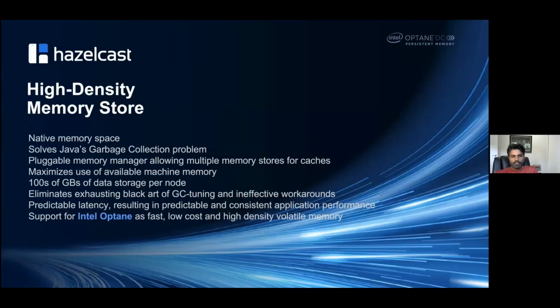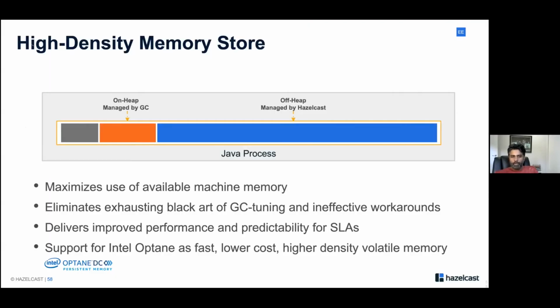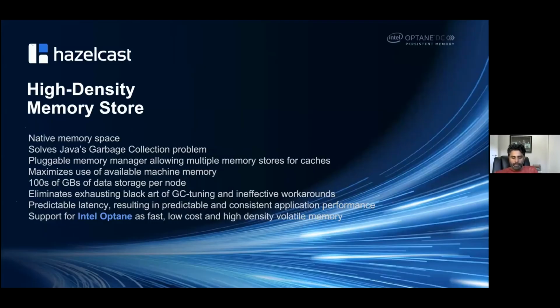Another feature is called high density memory store. It is a memory store outside of the JVM heap, and this allows users to configure Hazelcast nodes with a higher volume of memory store, so that they can store a large volume of data without running into GC problems.